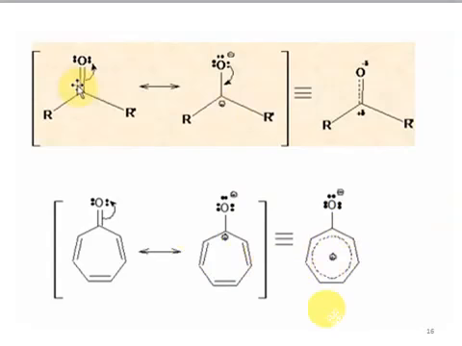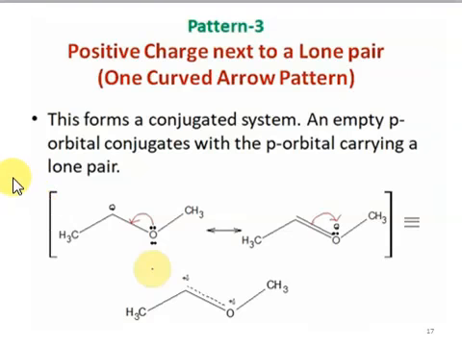So this is the pattern when you have a carbonyl, when you have a pi bond between atoms of differing electronegativity, right? So next comes our third pattern. In case we have a positive charge next to a lone pair, how can we draw the resonance structure? This forms a conjugated system once we have a positive charge next to a lone pair. Previously, in the allylic system, we had a positive charge next to a double bond, and now we have a positive charge next to a lone pair.